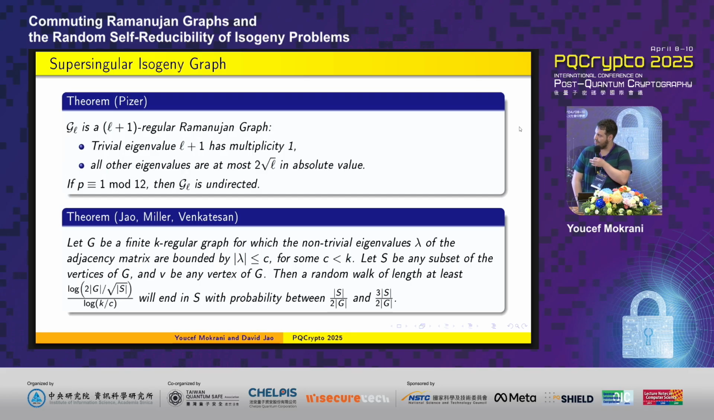The reason we care about the graph being Ramanujan is that there's this theorem by Jao, Miller, and Venkatesan that if you have an upper bound on your eigenvalues, for example, in the case of supersingular isogeny graphs, and you do a random walk starting on a fixed vertex, then the distribution of the end vertex on your graph will converge to a uniform distribution.